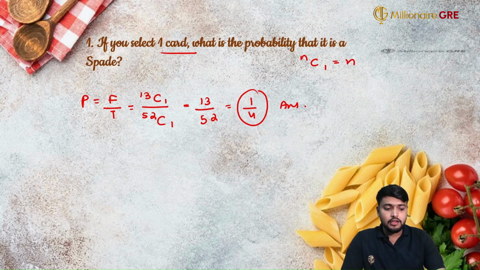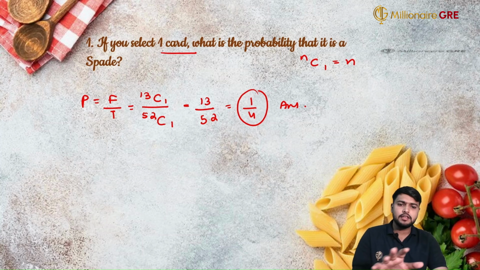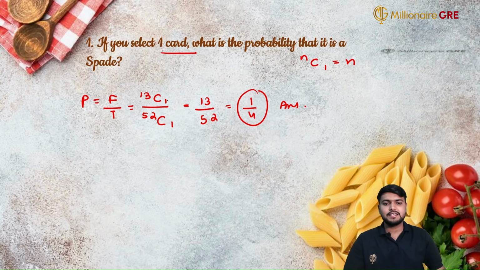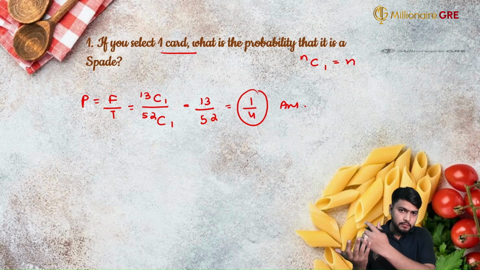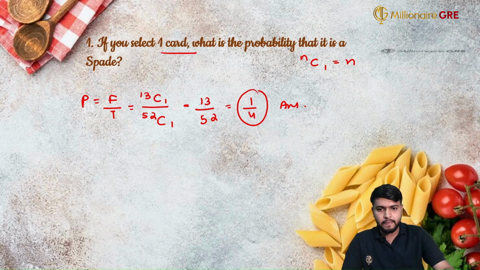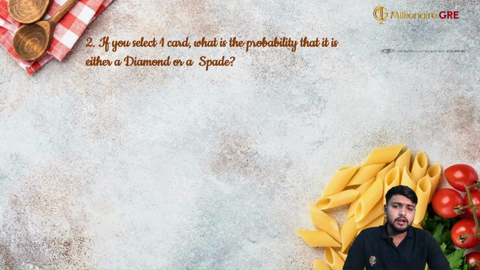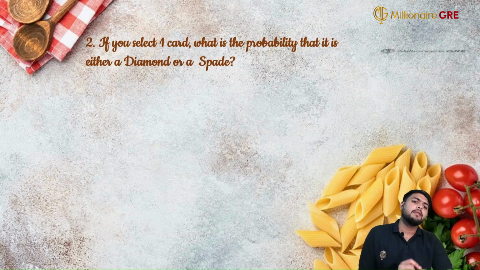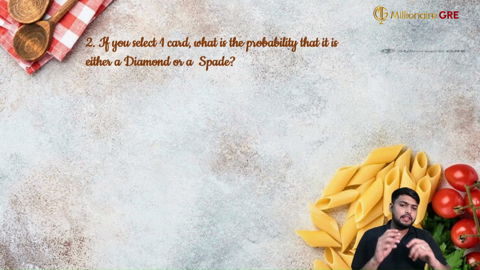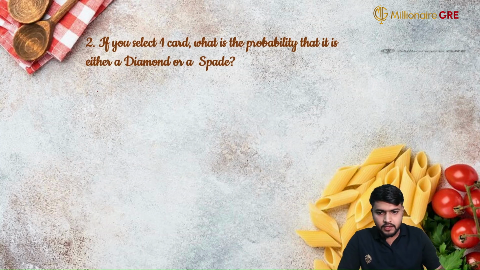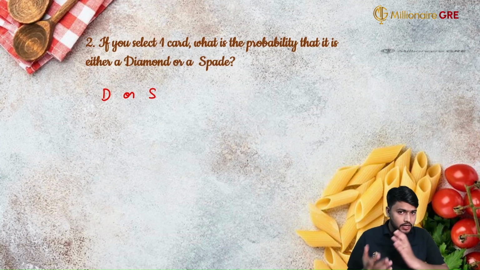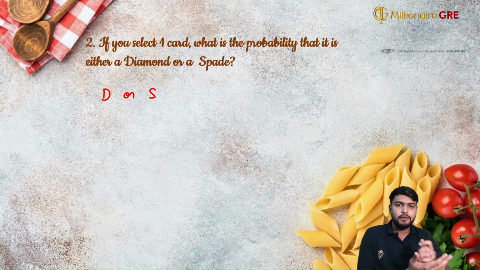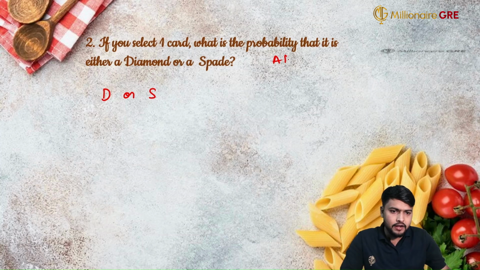Let's move ahead. In case you do not understand how we got the C, watch the chapter on permutations and combinations. In the second question you are asked, if you select one card, what is the probability it is either a diamond or a spade? Now in permutations and combinations and probability, AND means multiplication and OR means addition.